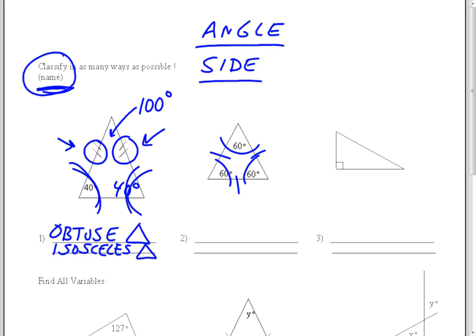Rachel? Equiangular. And I can also name it by its sides. If all the sides are equal, what is it called?